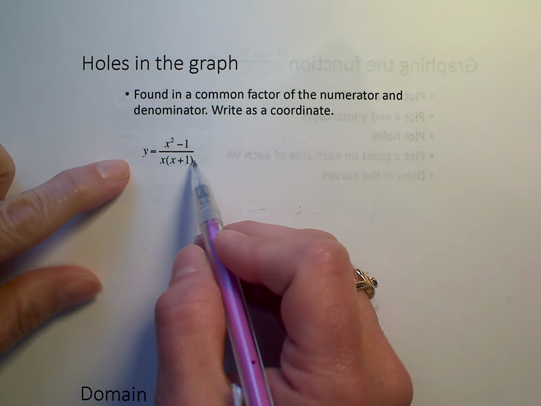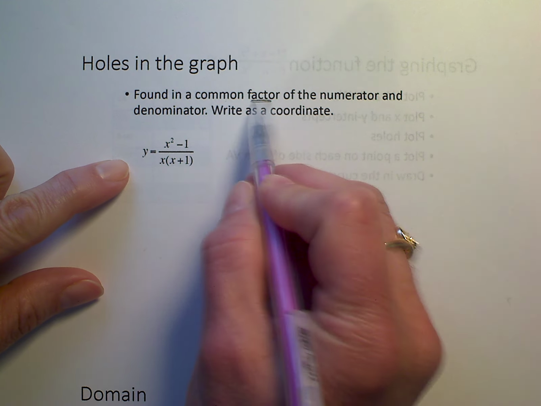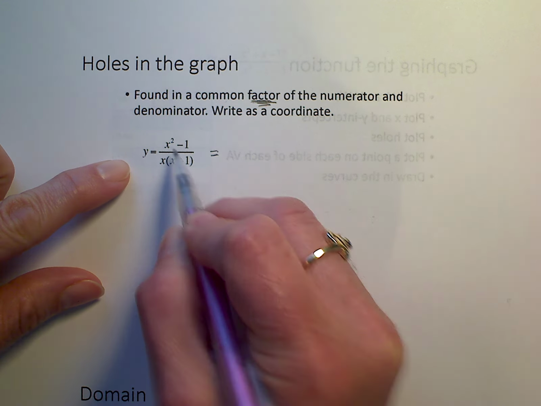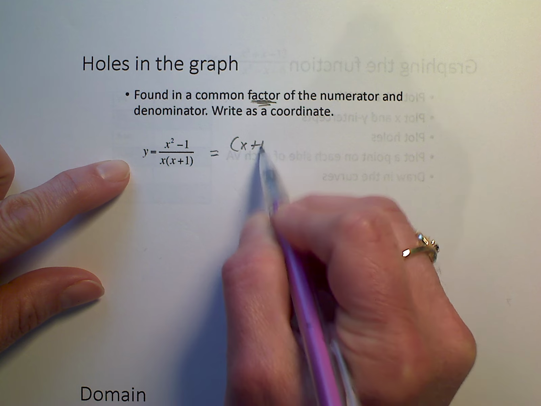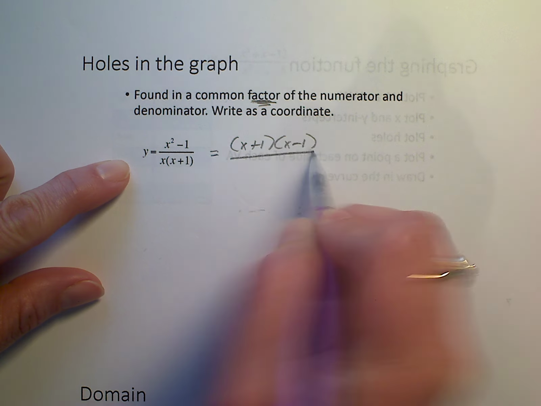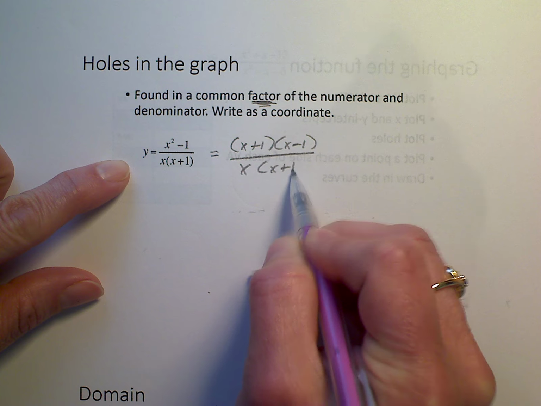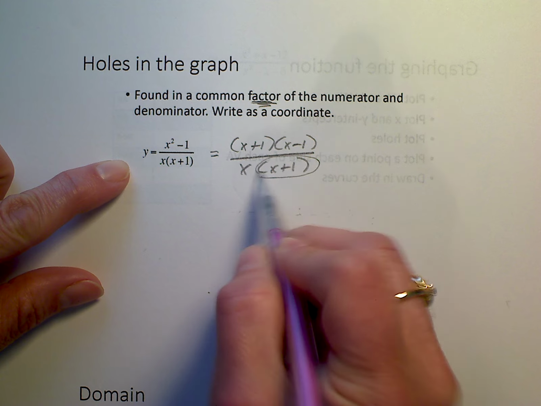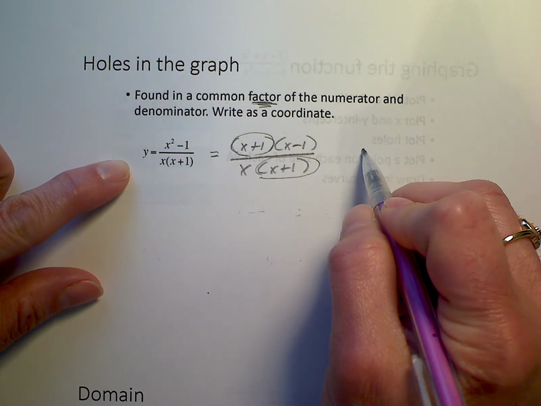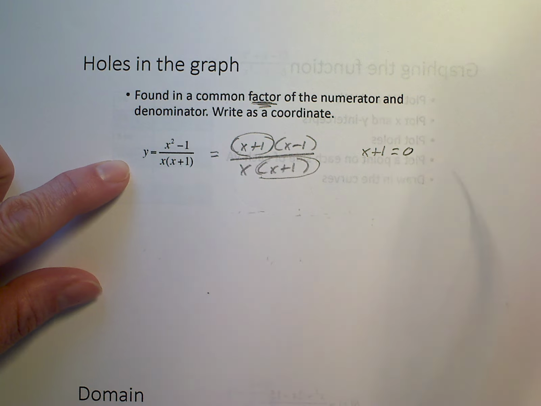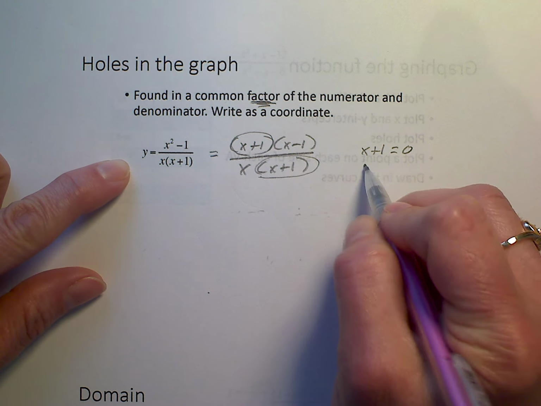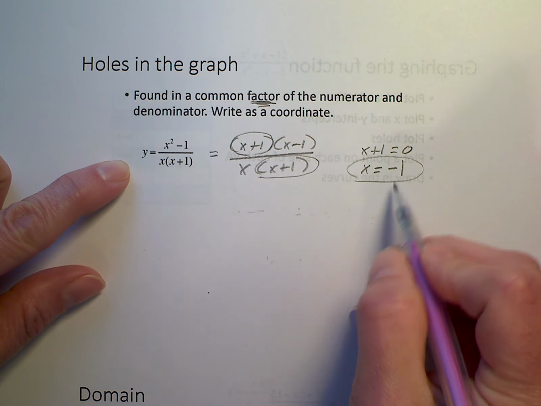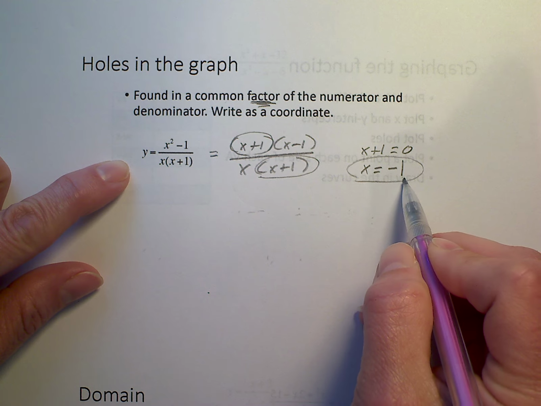All right, so factors I need to find. That means I need to factor this numerator. Do you notice that it's difference of squares? The denominator's already factored. So, I see a common factor. I see that they both have x plus 1. So I take that x plus 1 and I find out what makes it 0. So subtract the 1 and it's -1. There is going to be a hole at -1.